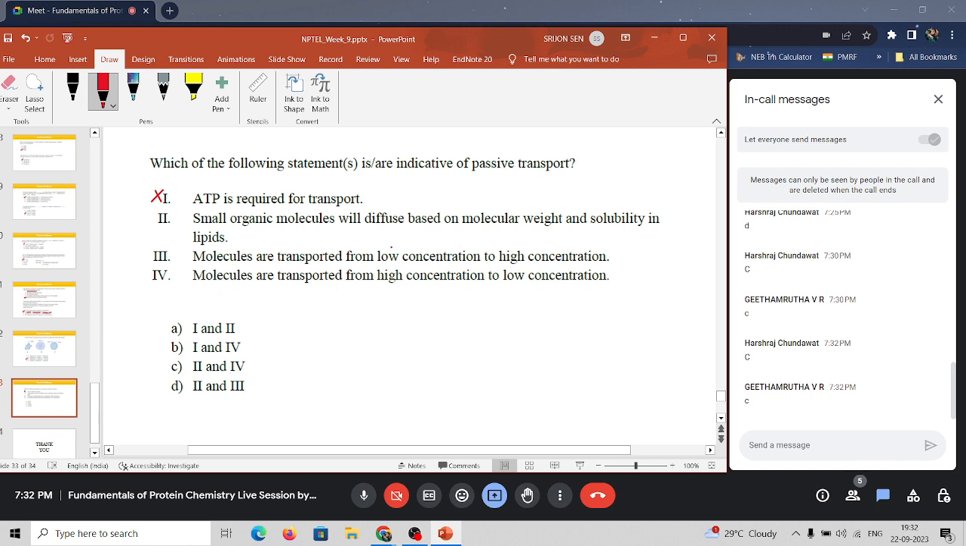So 2 is correct because it will diffuse based on molecular weight and solubility in the lipids. That is the correct option. Now, molecules are transported from low concentration to high concentration. That is not correct, but molecules will be transported from high concentration to low concentration. So 2 and 4 are the correct options. So C is correct. Okay, good.